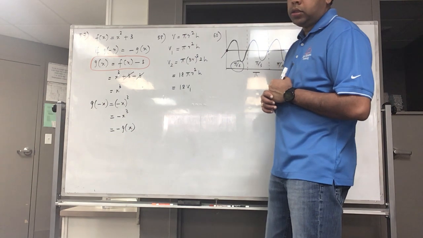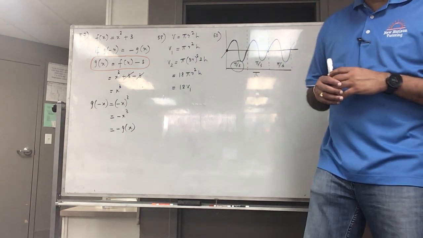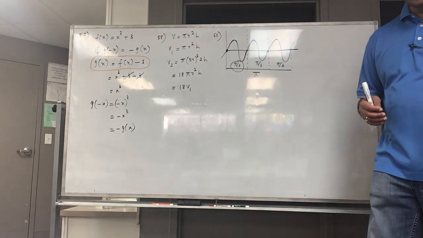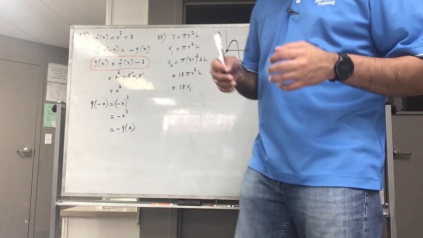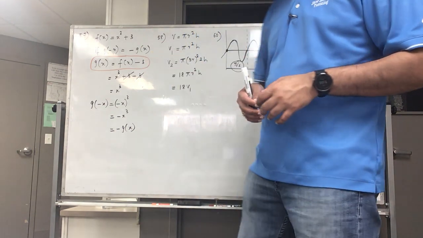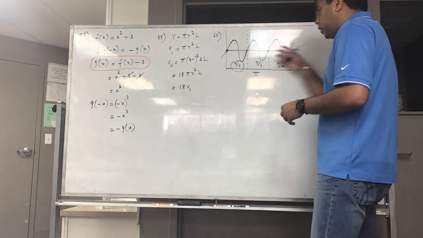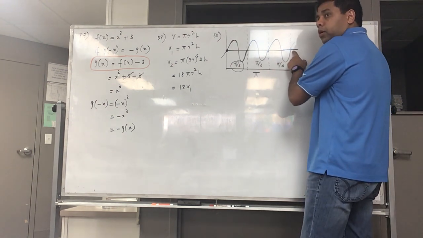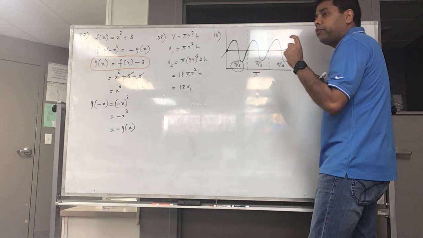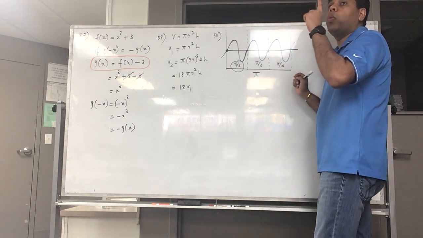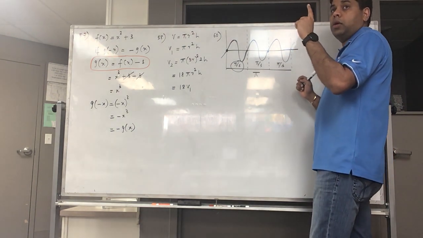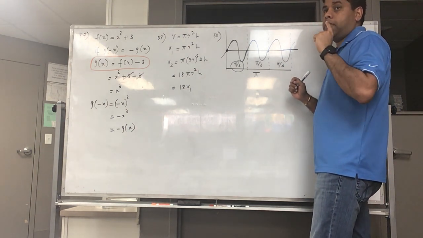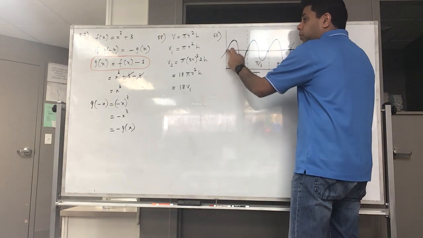Question number 60. We have a sin x trigonometric graph, and what they're asking is, which of the following is the period of the function? They gave the sin x graph, and they gave this point as pi. So you need to understand the definition of period. Period is the completion of one wave. You need to know this. This is for calc and this is for physics. So this completes a wave.